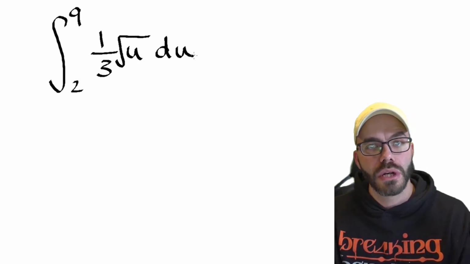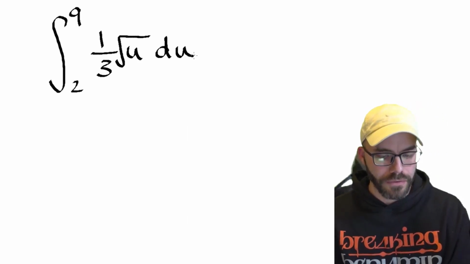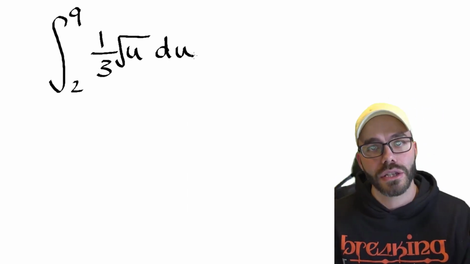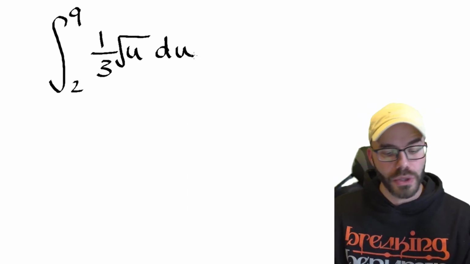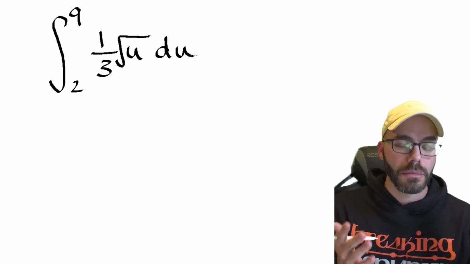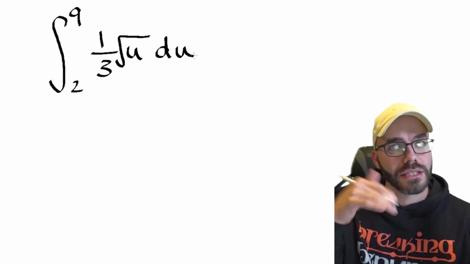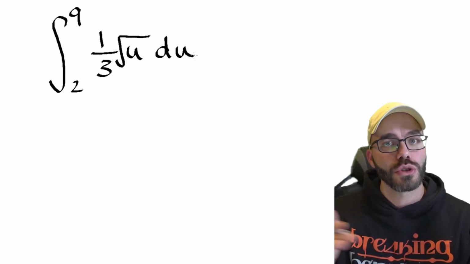So du over 3, let's just take that 1/3 and pull it off to the side and make it a coefficient. I have the square root of u du. So it all cleans up. So now I'm only integrating 1/3 square root of u du from 2 to 9. A little easier. So let's pull out the 1/3 and let's rewrite the square root of u as u to the 1/2.